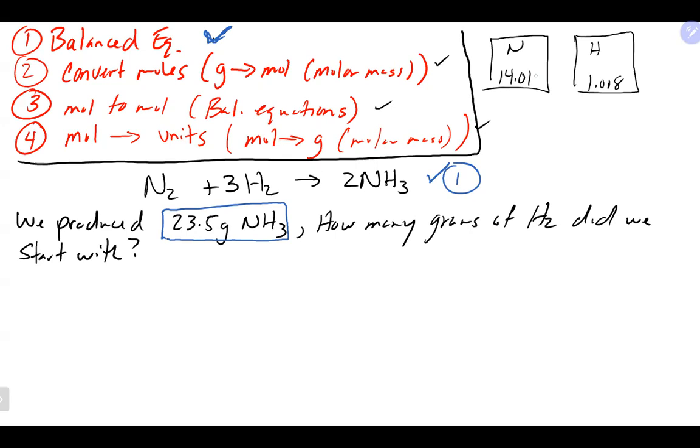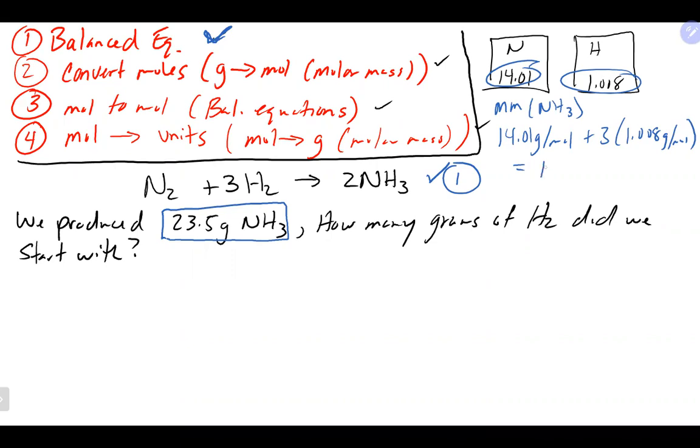We need to go to the periodic table and get the molar mass of NH3, and that is 1 nitrogen at 14.01, and there are 3 hydrogens at 1.008 each. Again, those numbers come from the periodic table, underneath the symbols. If we add that together, that gives us a molar mass for NH3 of 17.03 grams per mole, which is basically what we're going to use as a conversion factor.